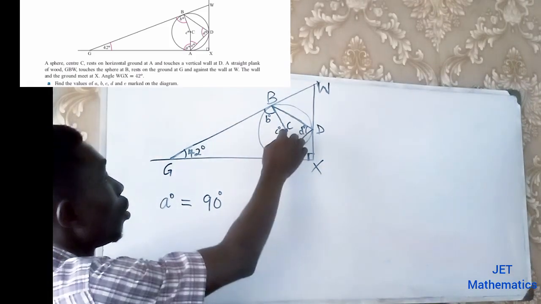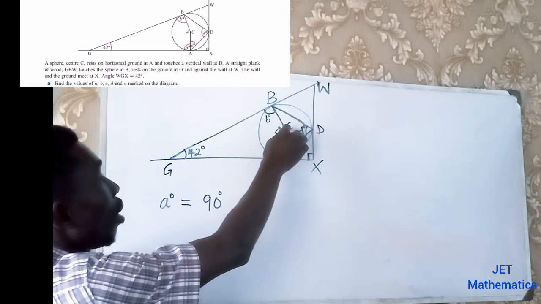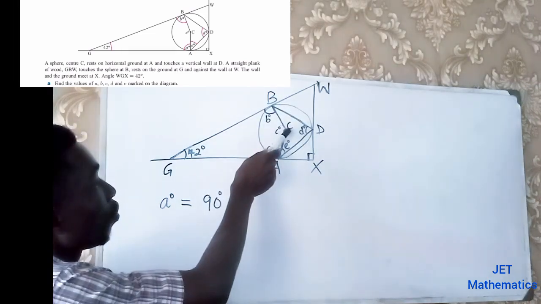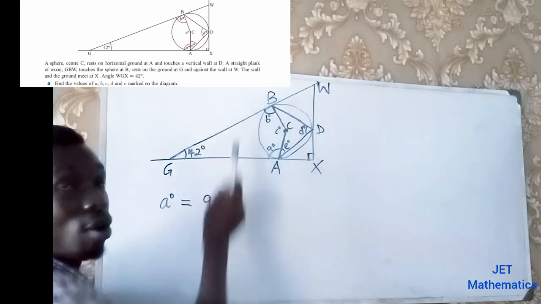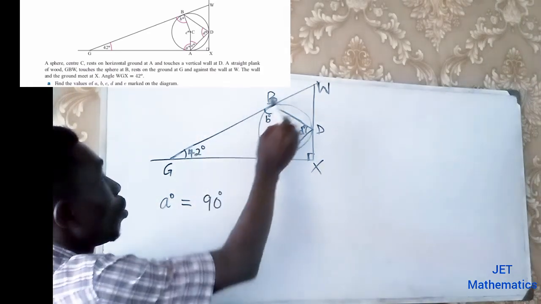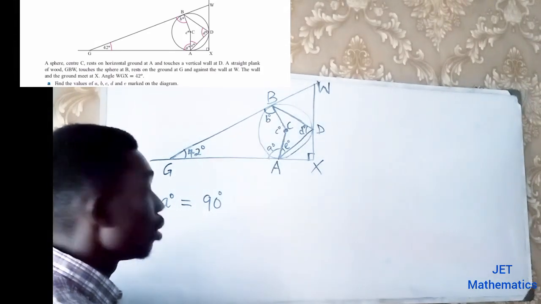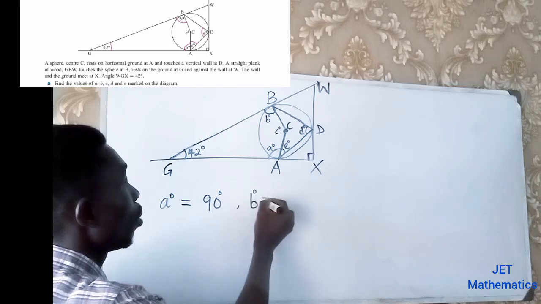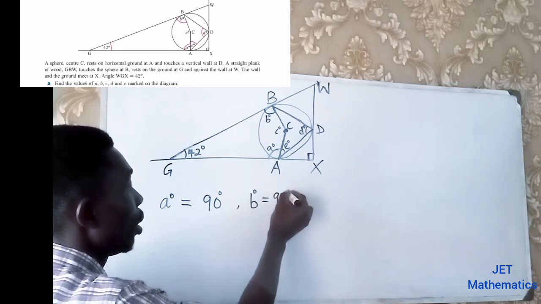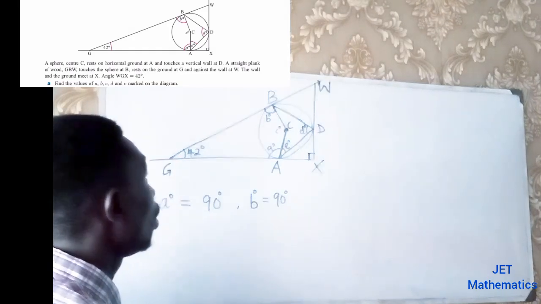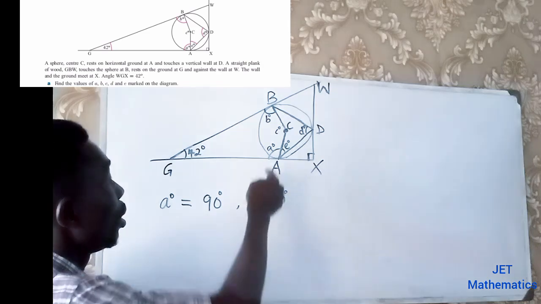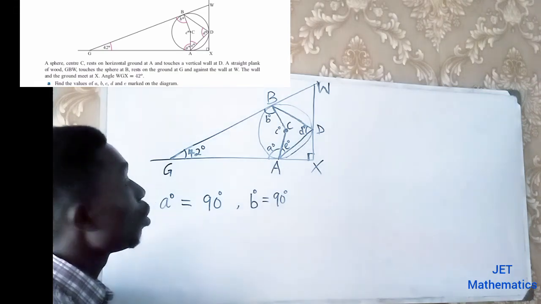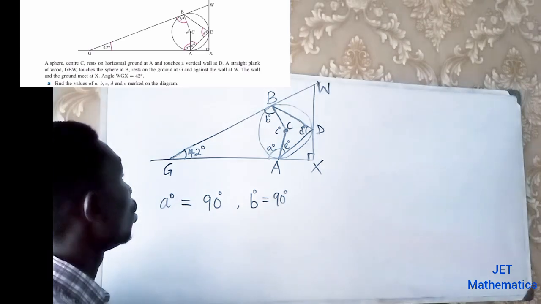Also, to get angle B, you have a line drawn from the center of the circle to the point of tangency, which is perpendicular to the tangent. So with the same theorem, angle B is equal to 90 degrees. Okay, so we'll proceed to get angle C.